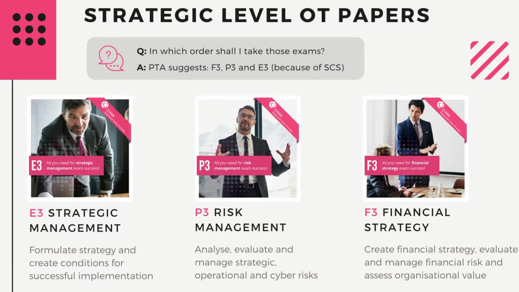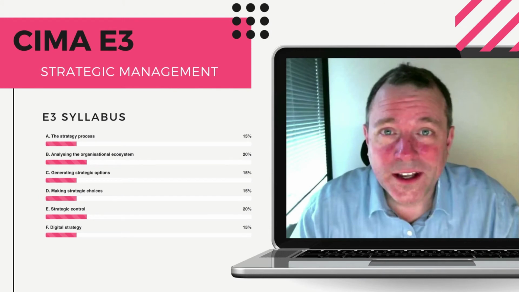The E3 paper is all about strategic management, such as formulating strategy for business. Now P3 is all about risk management, such as analysing and managing strategic risks. And F3 is all about financial strategy, which includes assessing organisational value. Please welcome our expert Pete, who's going to delve into the E3 syllabus in his video for you here.